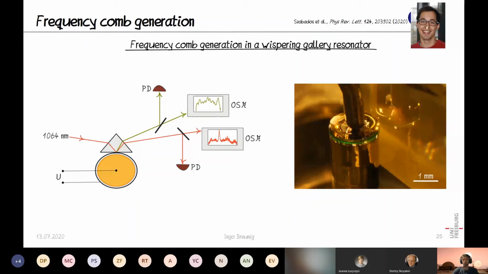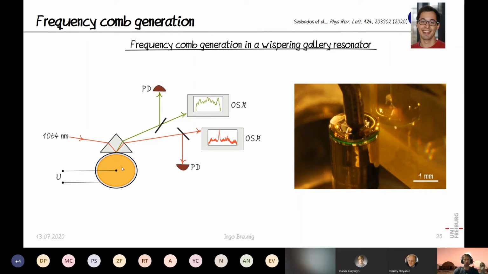Jan Sabados, a PhD student in our group, made a fairly nice experiment. He fabricated a resonator. Here you see the resonator and the greenish shiny rim. On the right side, you see the coupling prism. He launched some light at 1064 nanometers into the resonator. On the output side, we used birefringent phase matching because of simplicity. And he characterized the output light with respect to power and spectrum.